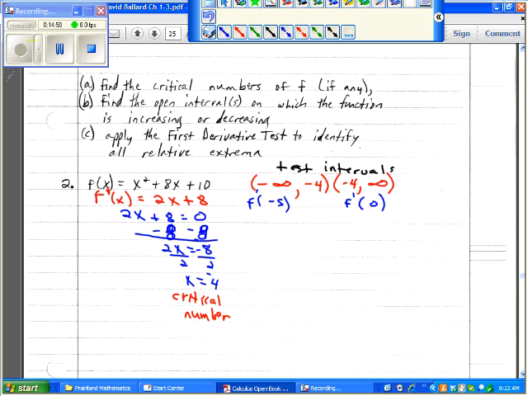Okay? And so we're going to plug those into the derivative function. So in place of x here, we would replace that with a negative 5. So 2 times negative 5 is negative 10, which is bigger than 8, so that would be a negative value. We're just really trying to determine positive or negative. We have a negative something, and so that means that it is decreasing. If we plug in a 0, 2 times 0 is 0 plus 8 is 8, that's positive. Therefore, we know that it is increasing.